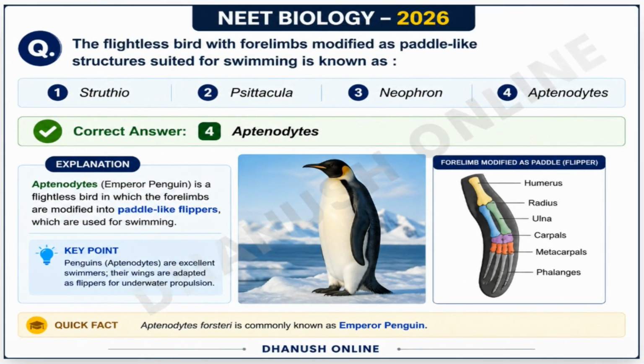The flightless bird with four limbs modified as paddle-like structures for swimming is Aptenodytes, commonly known as the emperor penguin. Their wings are adapted as flippers for underwater propulsion.